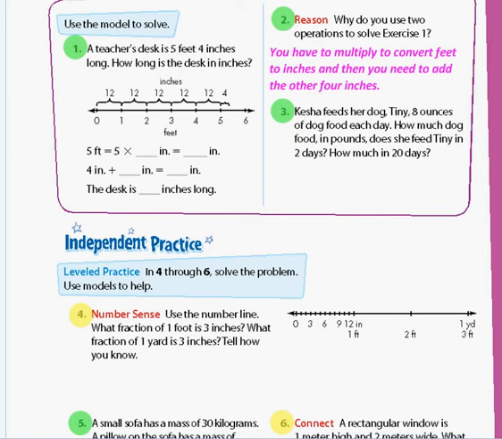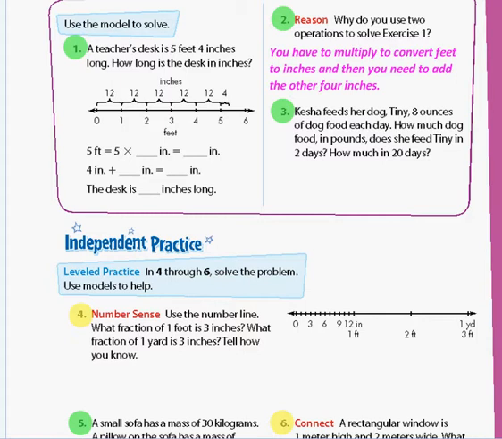Okay, we're going to be working on solving some measurement problems in this worksheet here. It says use models to solve for number one. A teacher's desk is 5 feet 4 inches long. How long is his desk in inches? And they have a little number line right there to help you visualize it.